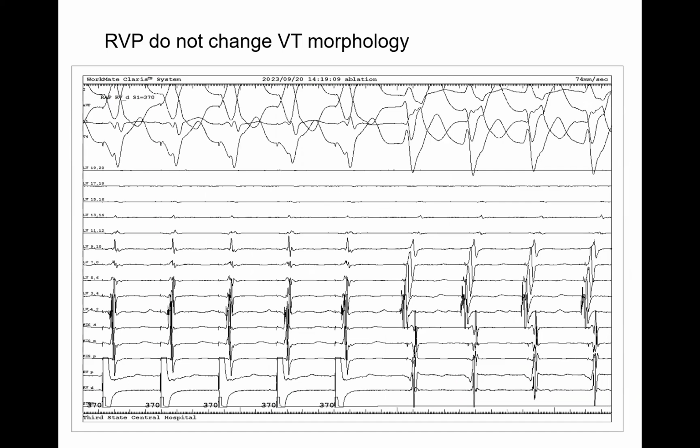For fascicular VT, we had to distinguish whether it's a focal VT or a reentry VT. To distinguish this, we need to make pace mapping from the right ventricular side and from the left ventricular side. From the right ventricular side, during our VT pace mapping, the VT continues. Right ventricular pacing does not change the VT morphology, so most likely it's a reentry VT.